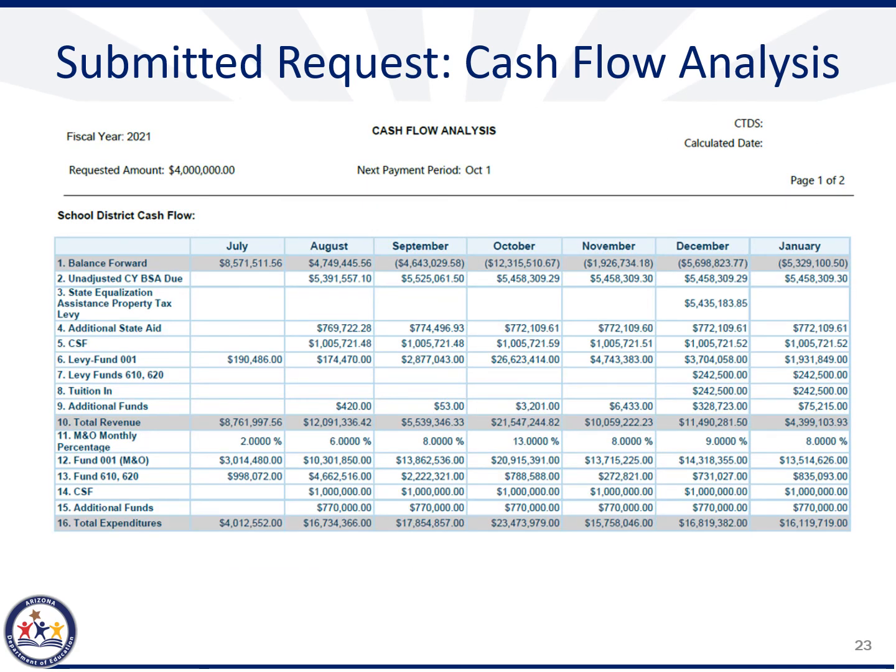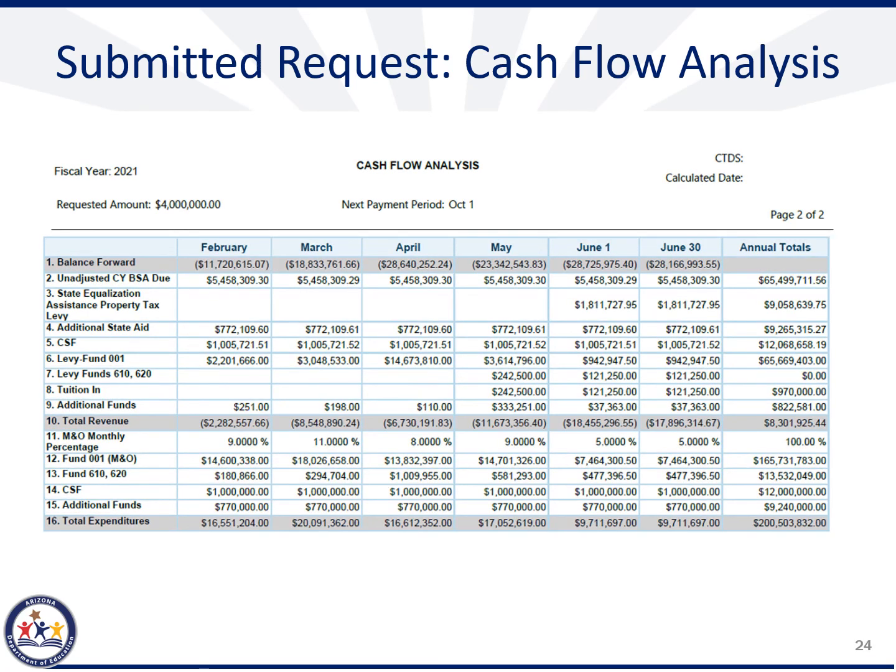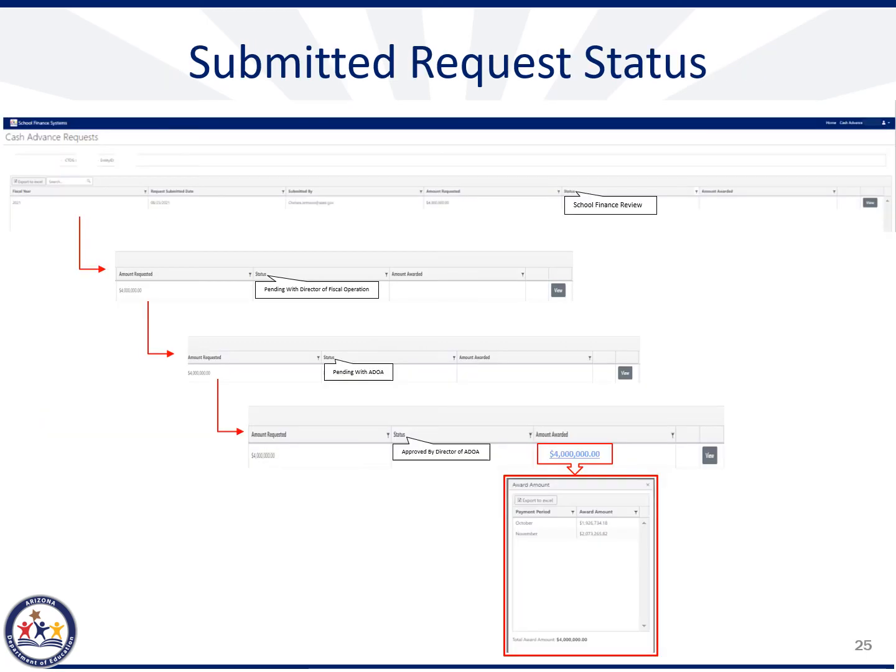Here's the PDF that will download. This is page 1. And here is page 2 of the downloaded PDF version of the cash flow analysis that LEA has submitted. You can also track the status of your submission, and as it moves through the approval process within school finance and to the state treasurer and finally to ADOA, the status will update. The final approval status is approved by Director of ADOA, and once it's been approved, the amount awarded will appear here. This is a clickable link and will open up to the approved distribution schedule.